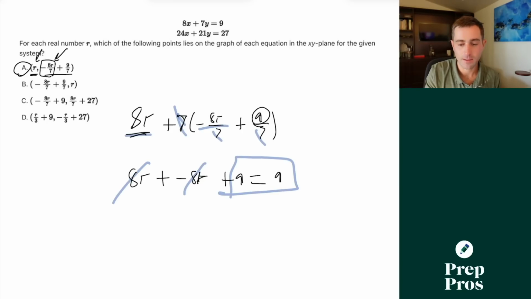The exact same thing happens when we check our bottom equation. We'll get our 24r. Well, 21 times negative 8/7 is going to give us negative 24. So we're going to create a negative 24r. 21 times 9/7 is going to equal 27. And that's how we can spot our right answer very quickly and efficiently for this type of question.